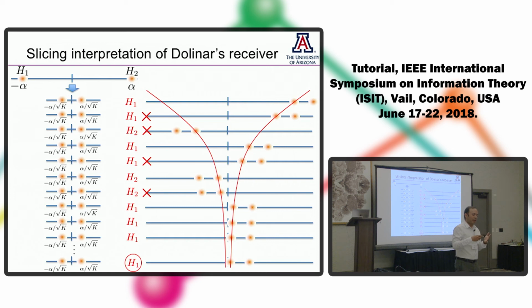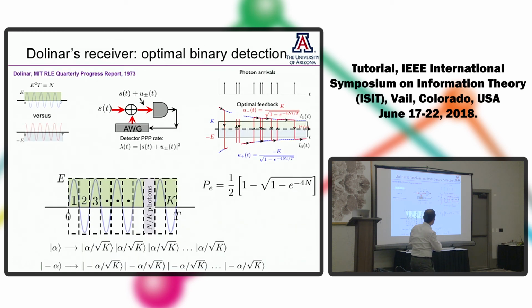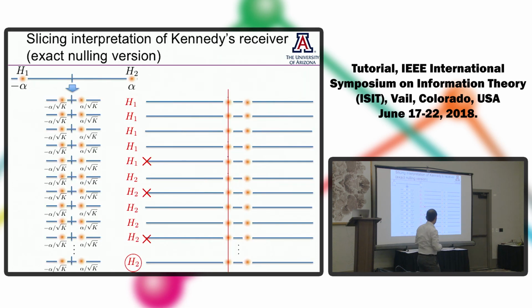It's a beautiful design of a receiver, and it's very intuitive, but you can actually work out the nulling schedules, which is this red line, which corresponds to what I was drawing here, these two nulling schedules. These are the formulas for the actual time waveforms, which will give you the Helstrom limit.